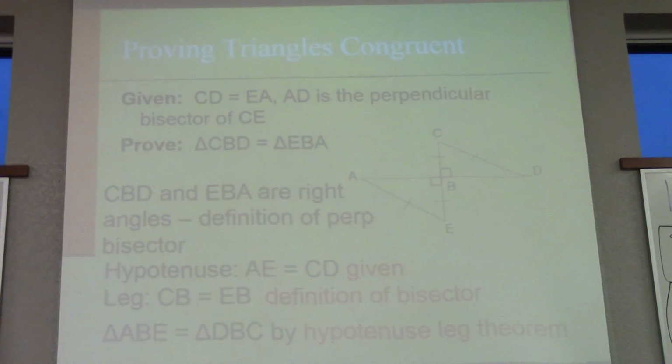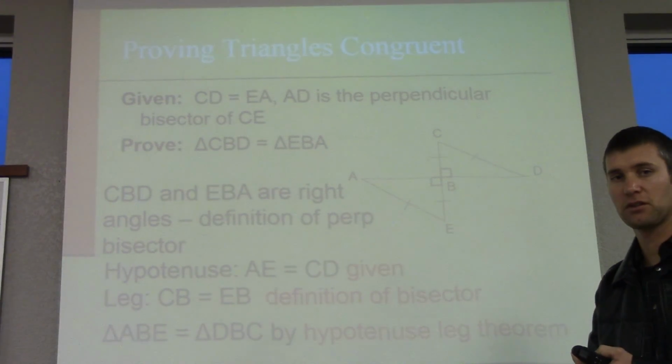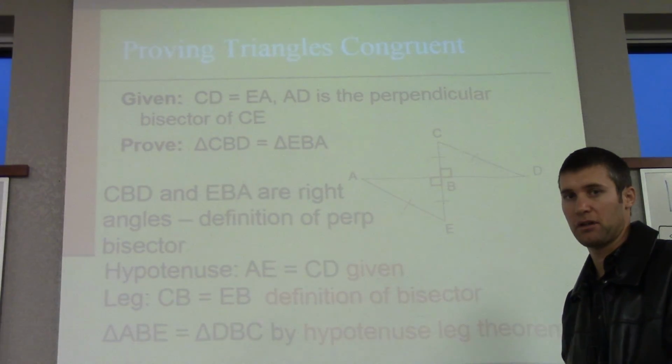So that was our theorem. This is the last one of how we can show that triangles are congruent. So we had side-side-side, side-angle-side, angle-side-angle, angle-angle-side, and then our hypotenuse leg theorem.